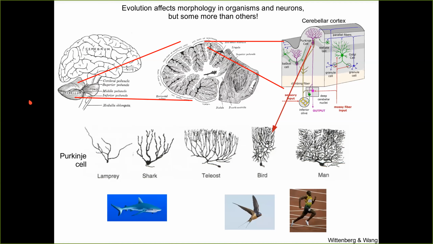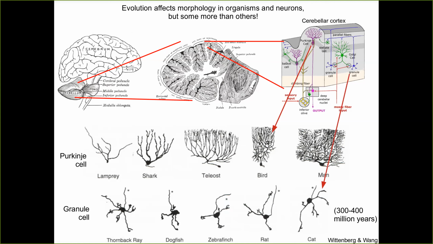You can think of it as evolution affecting morphology, not just at the level of whole organisms, but also at the level of individual neurons. But the cool thing is that if you take another neuron of the same circuit, the cerebellar granule cells, by the way, this is the most numerous neuron in the brain, more than half of the neurons in your brain are cerebellar granule cells. So yeah, it's very important.